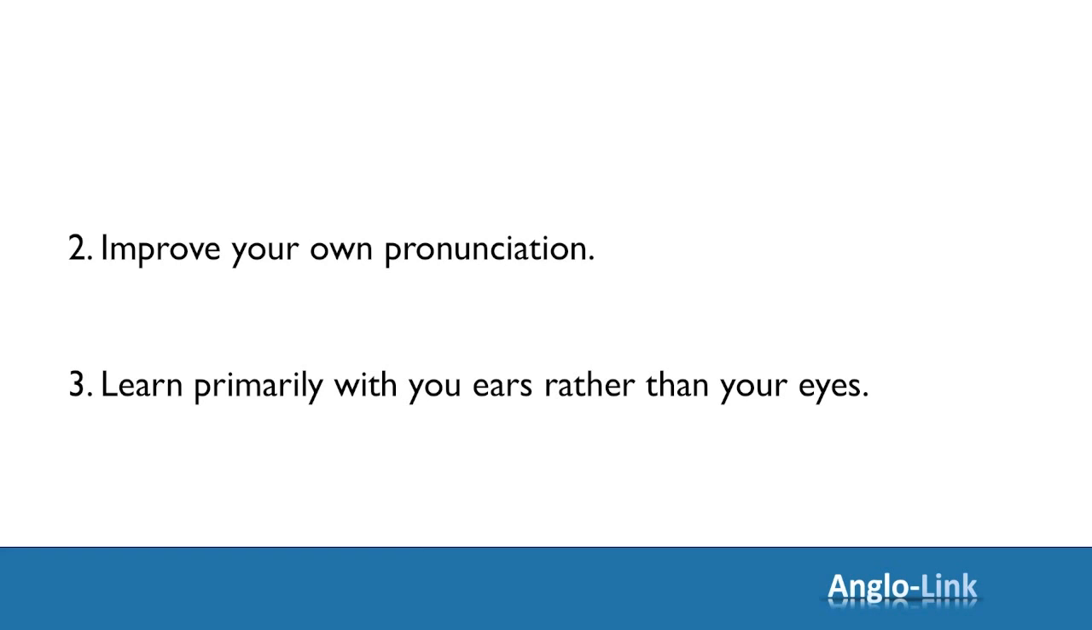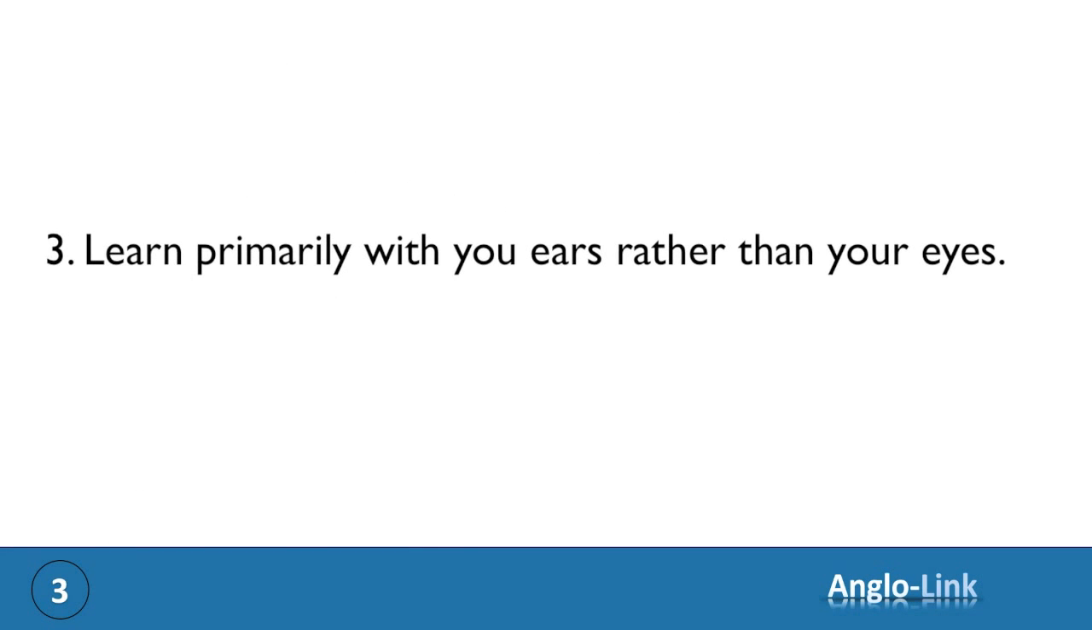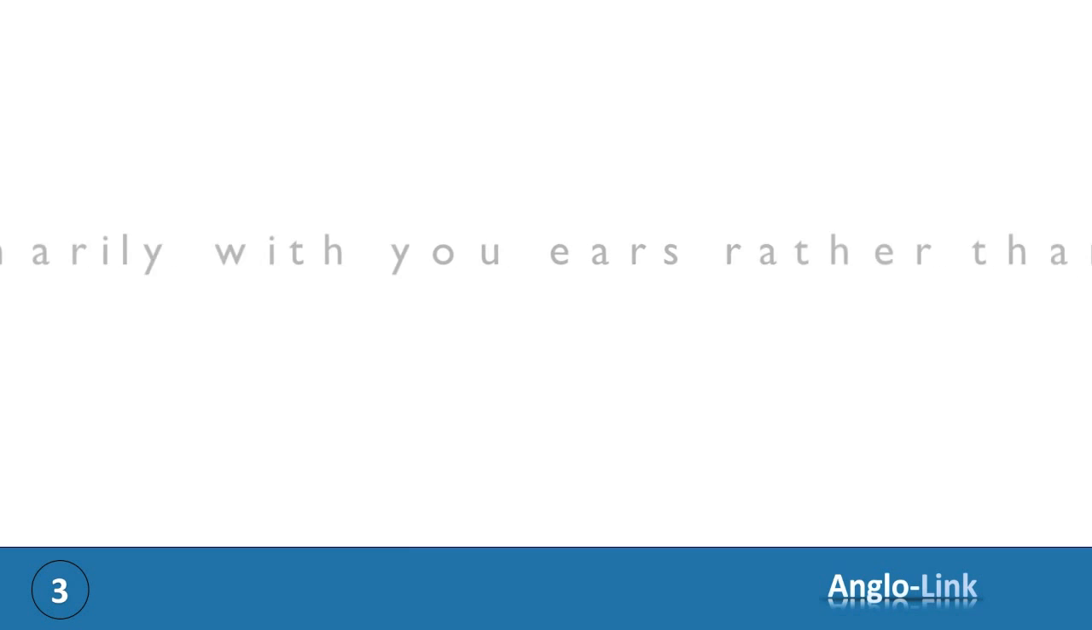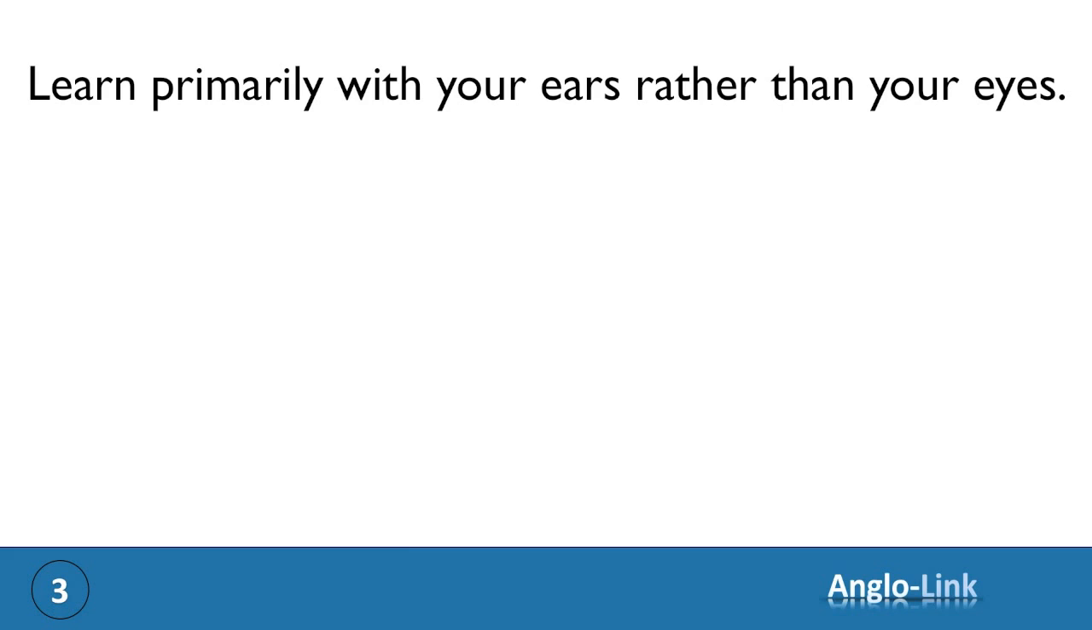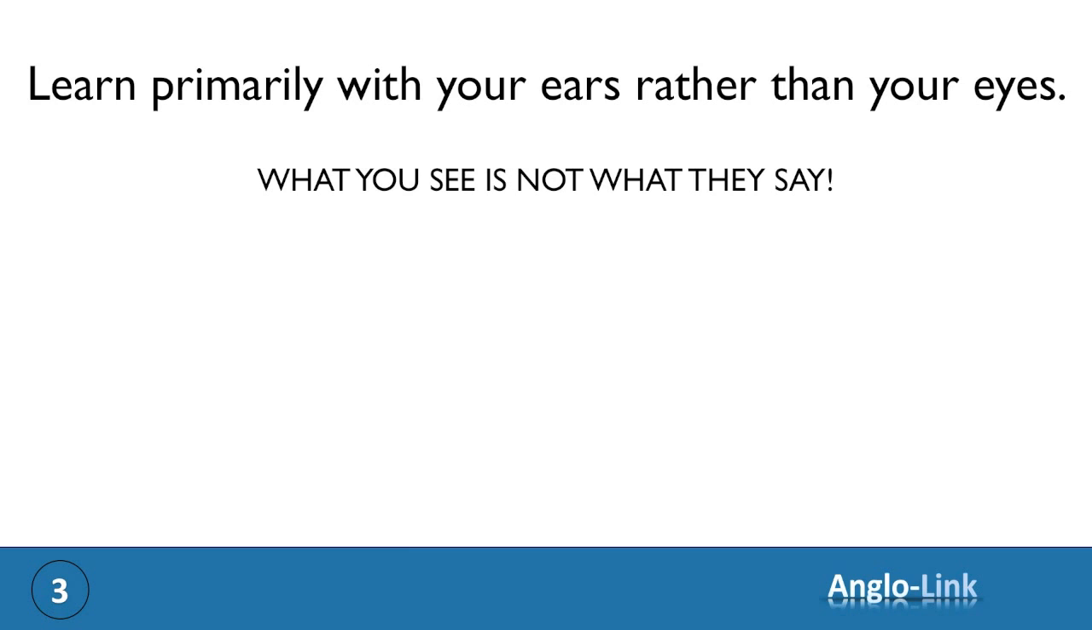And finally, the third key to improving your listening comprehension: learn primarily with your ears rather than your eyes. Now you have a better understanding of why native speakers are not always easy to understand, especially if you have learned your English out of a book. It's for the simple reason that what you see is not what they say. Therefore, the best way to learn new words and expressions is by first hearing them, then seeing them in writing.